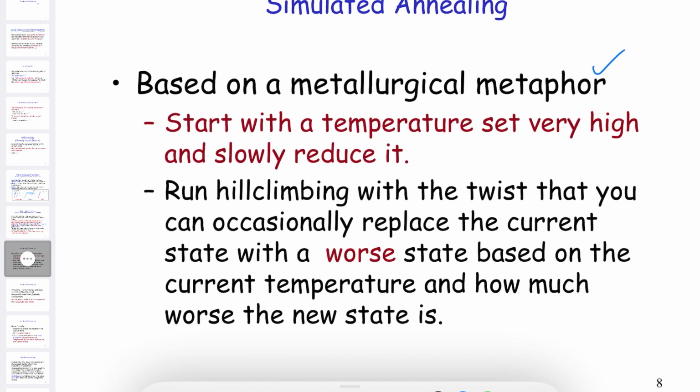So run hill climbing with a twist: you can occasionally replace the current state with a worse state, based on the current temperature and how much worse the new state is. So here the twist with hill climbing is that the temperature is set very high and slowly reduced. Here it says the worse state is accepted based on the current temperature and how much worse the new state is. So that means what?